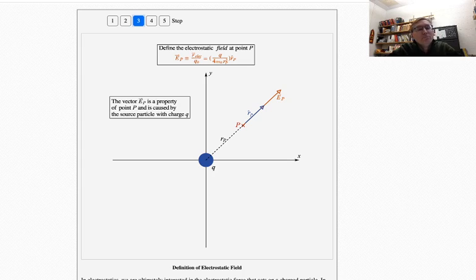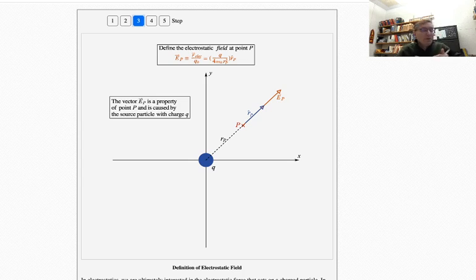Okay? So you are to think of that vector E_P as a property of the space at point P, and that it is caused by the source particle with charge Q. So the formula for E depends on Q, but not on the test charge amount, Q0. The test charge was just used to detect the electric field. And the detector can't influence the thing being measured. And it was E that was being measured.